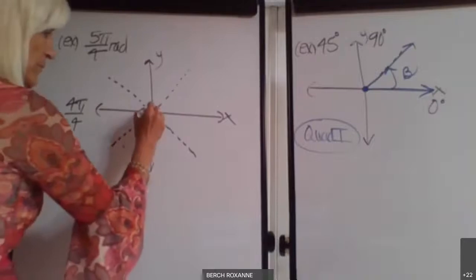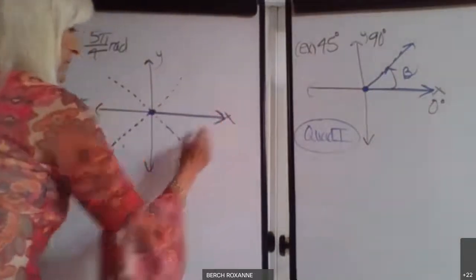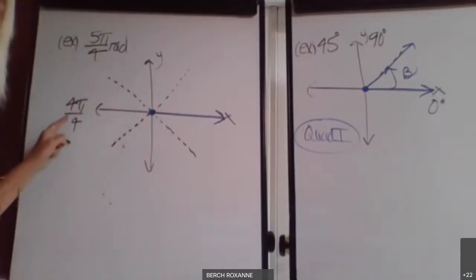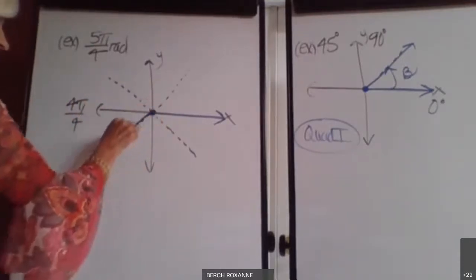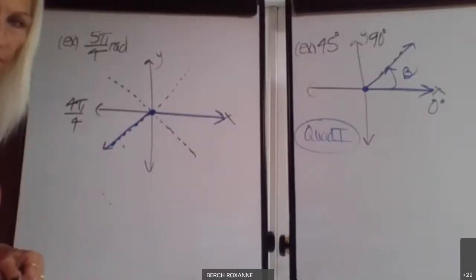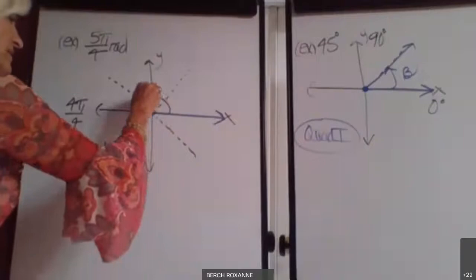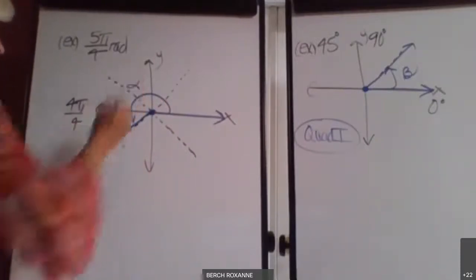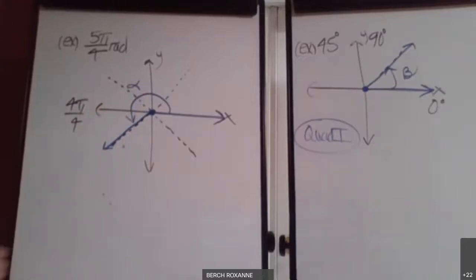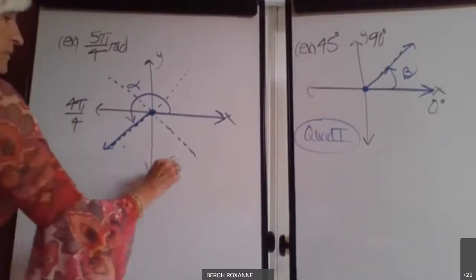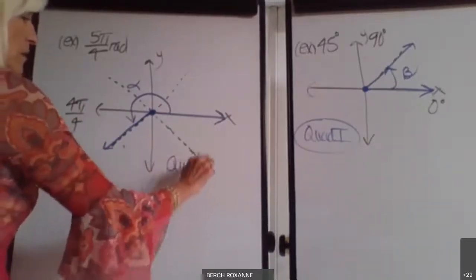So the angle in standard position, if this is 4 pi over 4, wouldn't this be 5 pi over 4? And wouldn't the angle look like this? Yes, no? Yeah. What quadrant is this in? 3.